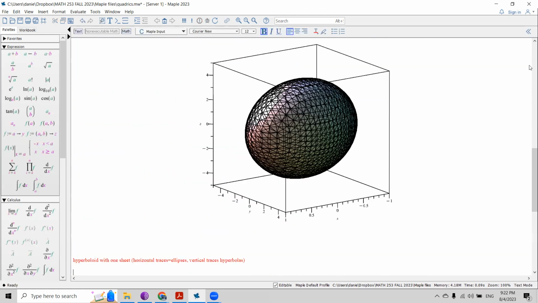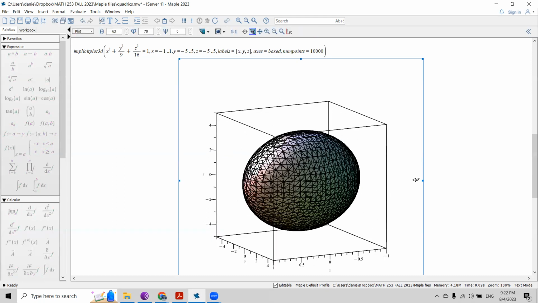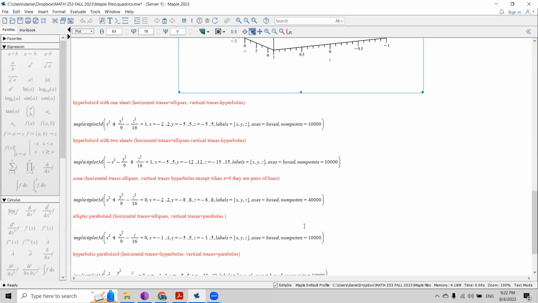I'm not going to insist too much on the ellipsoid. It's pretty obvious. This is the most symmetric shape we talked about. All cross sections are ellipses. You clearly see that, horizontal or vertical.